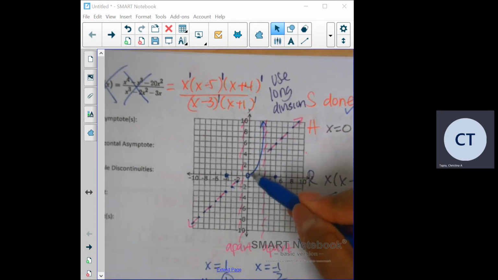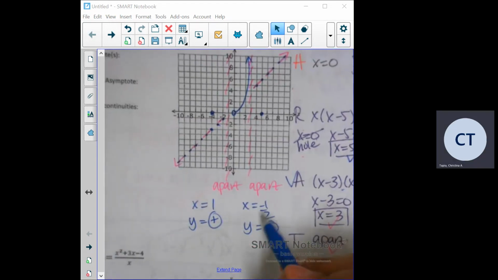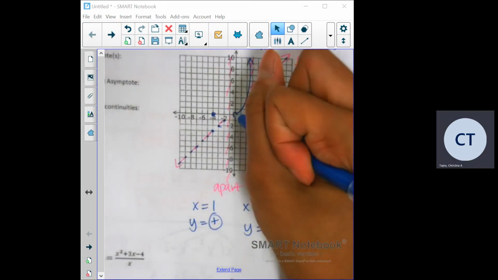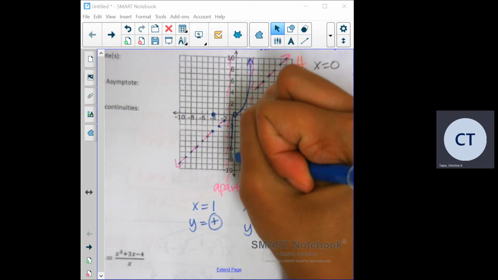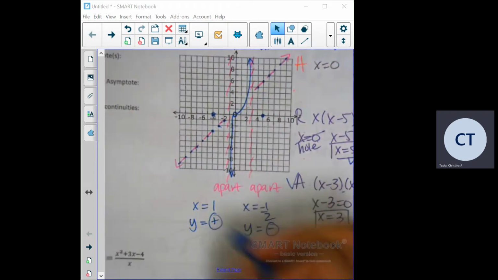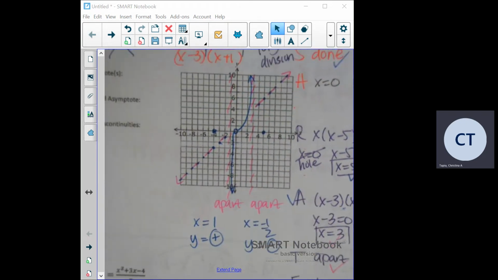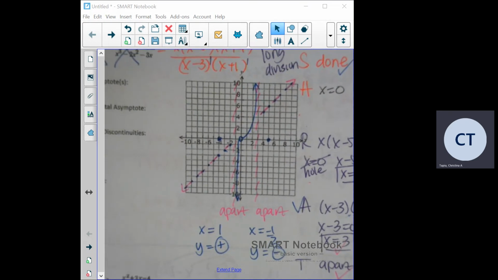So far, this graph is looking like it might be a parabola or it might be cubic. Once I graph this part, which is where x is -1/2, it's going to curve down this way to approach the other side. So it looks like it's going to be a cubic function. It's going to be a little ugly, but it works.